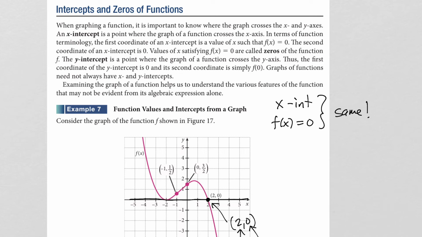Okay. The second coordinate of the x-intercept is 0, and that's the part where we say f of x is 0. The values of x satisfying f of x equals 0 are called the zeros of the function. So we just said an x-intercept is the same as f of x equals 0, and those values of x that make f of x equal to 0 are called the zeros of the function. So x-intercept, f of x equals 0, and zeros of the function f of x all mean exactly the same thing.